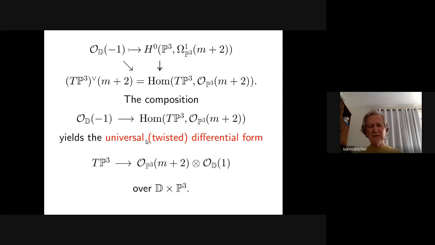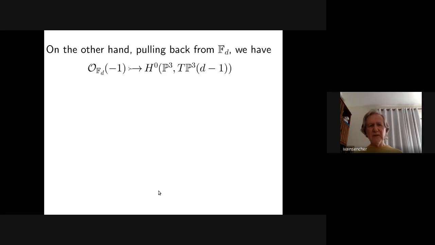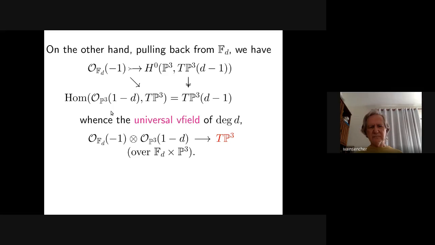So that's what defines the universal twisted differential form. It's a map from TP3 to OM plus 2, twisted by the tautological hyperplane bundle of D. And you can do the same thing with the foliations. You can look at the universal foliation. So the universal foliation is given by the section of TP3 which arises from this diagram here.